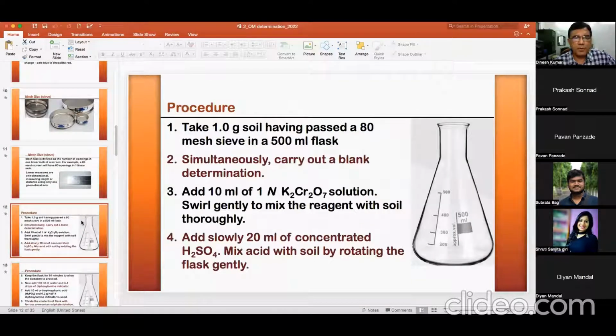So now we see the procedure. We have prepared the reagents, we know the reagents, and now we should know the procedure. The procedure is: take 1 gram of soil that has passed through an 80 mesh sieve in a 500 ml flask. This is the 500 ml flask, where we put 1 gram of soil which was passed through an 80 mesh sieve.